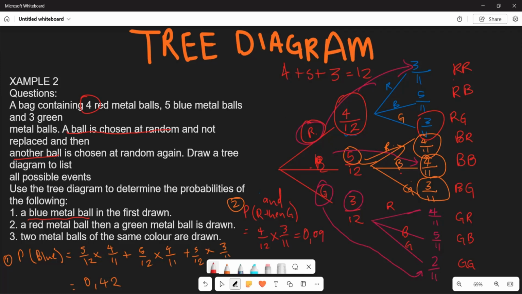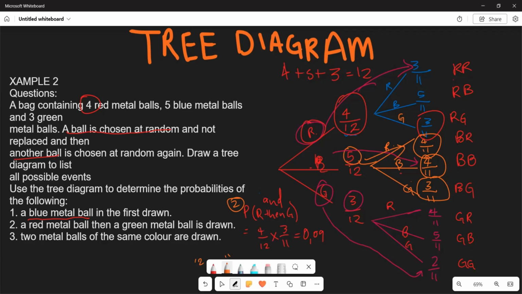And now for your number 3. Hopefully your number 3 will squeeze here. Let me try and make up some space for our number 3. Let's write our number 3 in here. What is it that they are requiring us to do? For number 3, they say 2 metal balls are of the same color, right?